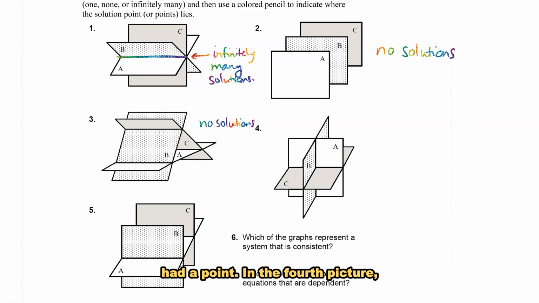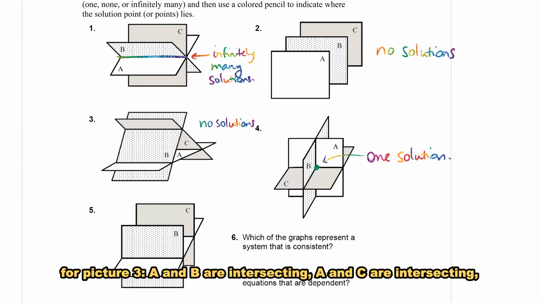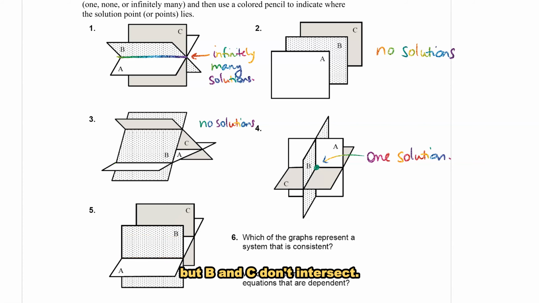In the fourth picture, all of them are intersecting in that single point right there in the middle. And this system has one solution. In the fifth picture, we have something similar to picture 3. A and B are intersecting, A and C are intersecting, but B and C don't intersect. It looks like they are parallel. And since we don't have one place where all three of them intersect, we have another situation of no solutions.